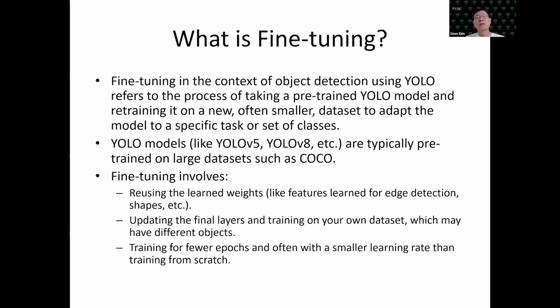So again, the concept of fine tuning. Especially in the context of object detection using YOLO, it means we start from the pre-trained YOLO model and then retrain the base model using a new data set, an extra data set, for some specific task. And then we are generating a better model than the base model. That is called fine tuning.